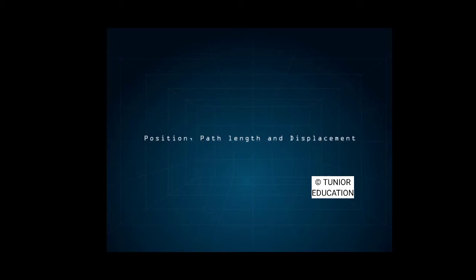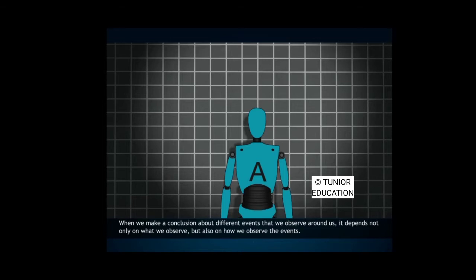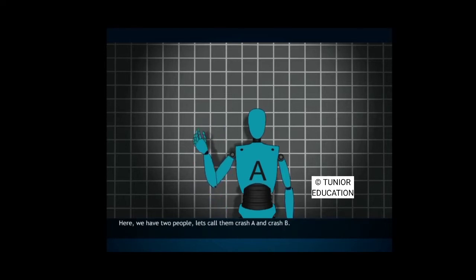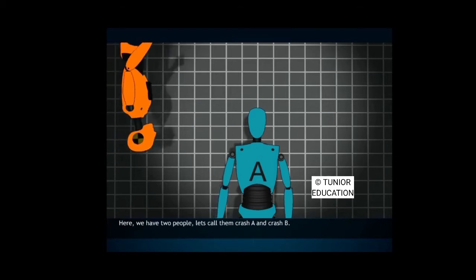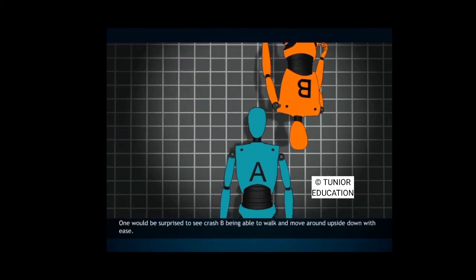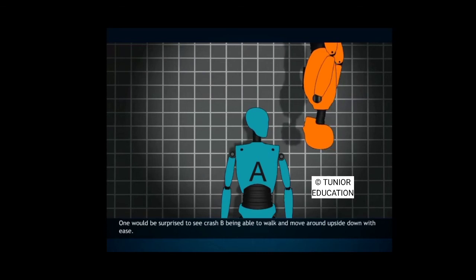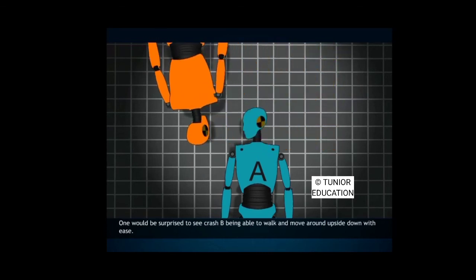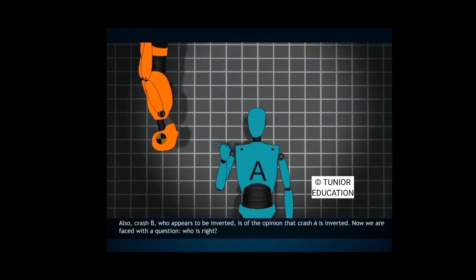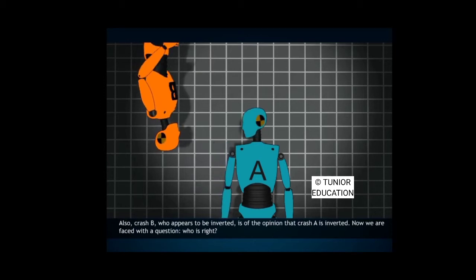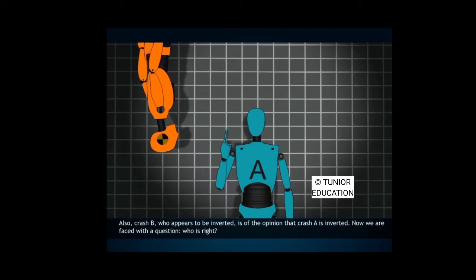Path length and displacement. Frame of reference. When we make a conclusion about different events that we observe around us, it depends not only on what we observe, but also on how we observe the events. Here, we have two people. Let's call them Crash A and Crash B. One would be surprised to see Crash B being able to walk and move around upside down with ease. Also, Crash B, which appears to be inverted, is of the opinion that Crash A is inverted. Now we are faced with a question: who is right?